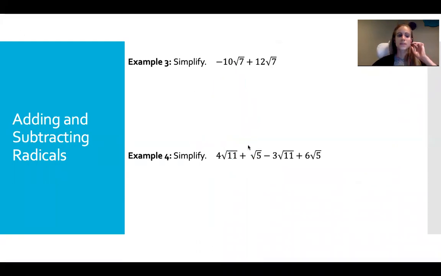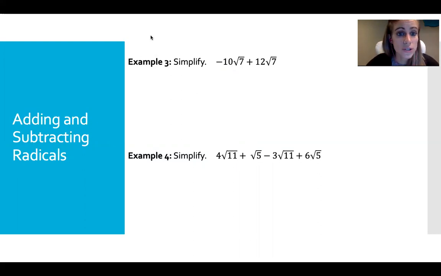Better clear this. All right, so the operations we're going to start with is adding and subtracting our radicals. So if we look at example 3, it's asking us to simplify, and I have negative 10 times the square root of 7 plus 12 times the square root of 7. What I want to relate this to is way back in 6th grade, I think, when you started learning about combining like terms and we started having variables. It's very similar to that.